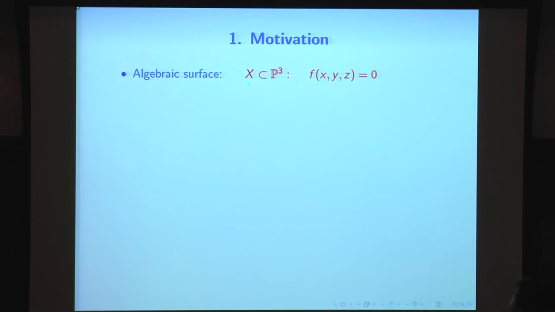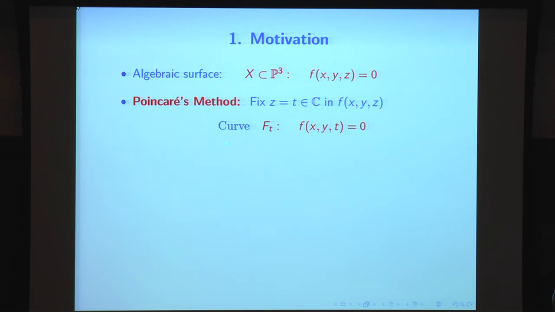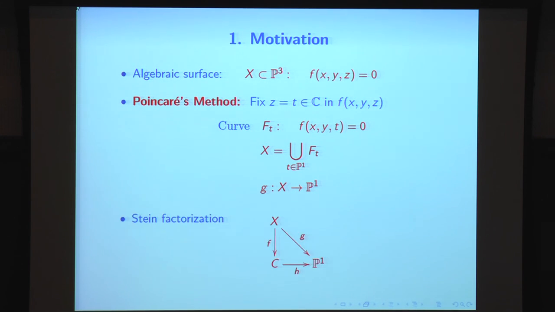For example, if we consider a space surface defined by this equation, Lefschetz's method is to view one variable as a parameter. So we get a family of curves defined by this equation. So the surface is a union of these curves. Finally, we get a fibration from the surface to P1 using this method. By using Stein factorization, we get a fibration from a surface to a curve.